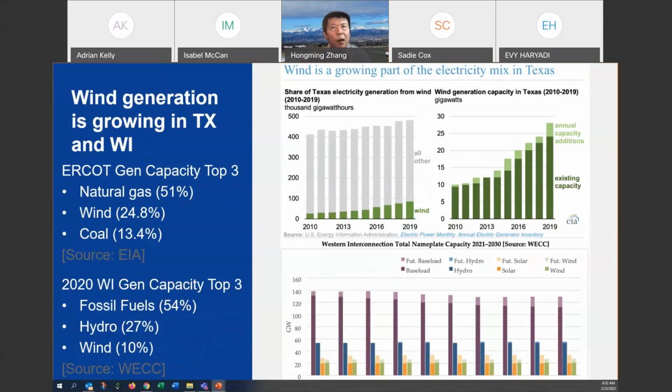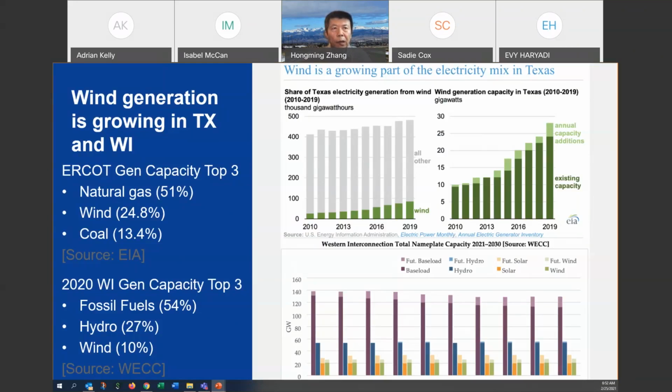So here's about wind. Again, I think ERCOT has installed the most wind in the US system. Right now, wind is already the second largest installed capacity. For the Western Interconnection, wind is also growing fast. At this point, it is close to 10%.